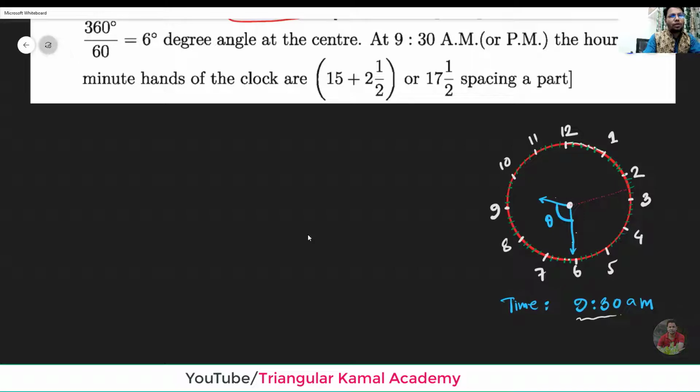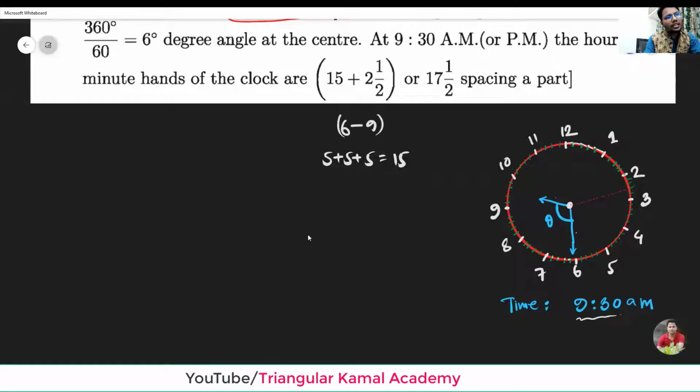In the same way, from 1 to 2, there are another 5 spacing parts. If we count in the same way, from 6 to 7 there are 1, 2, 3, 4, 5 spacing parts. And then 7 to 8, there are another 5 spacing parts. 8 to 9, there are another 5 spacing parts. So from 6 to 9, there are 5 plus 5 plus 5 spacing parts. So now there are a total of 15 spacing parts from 6 to 9.